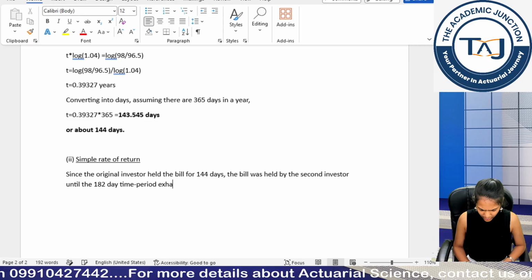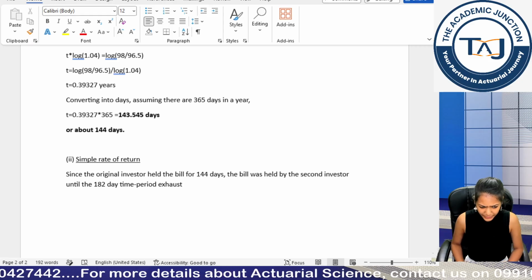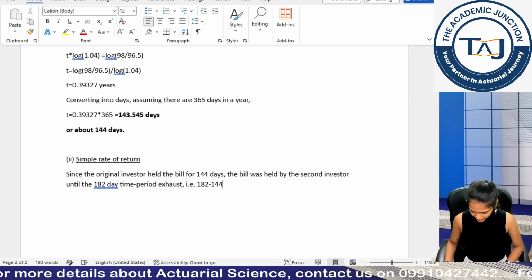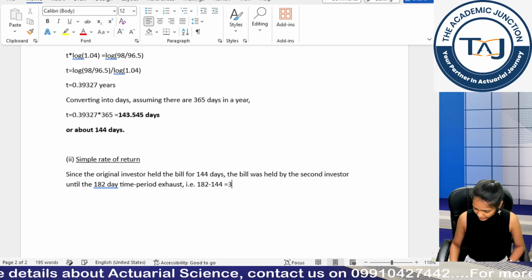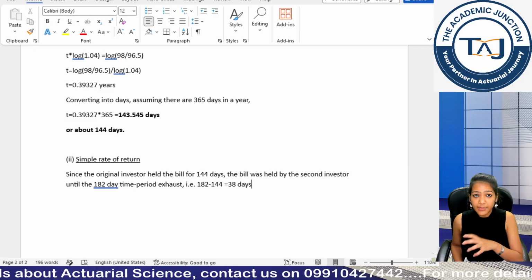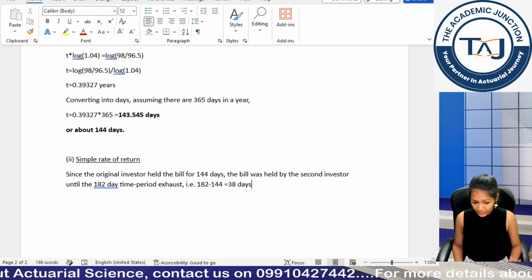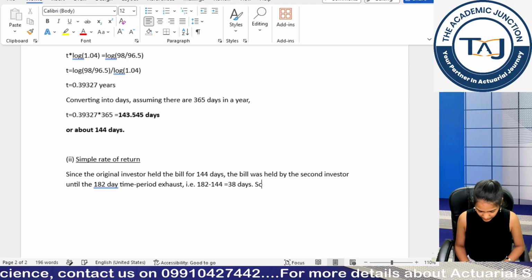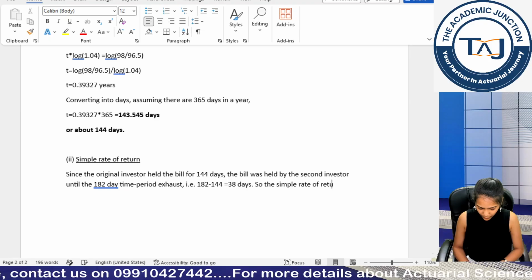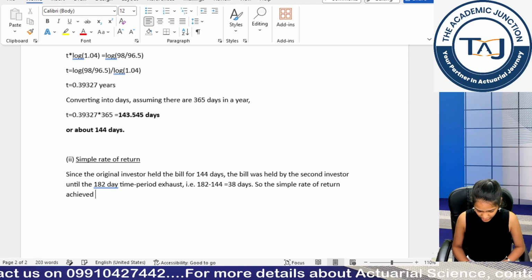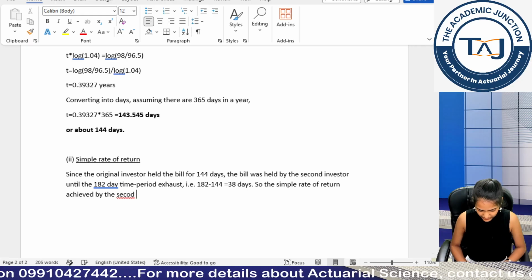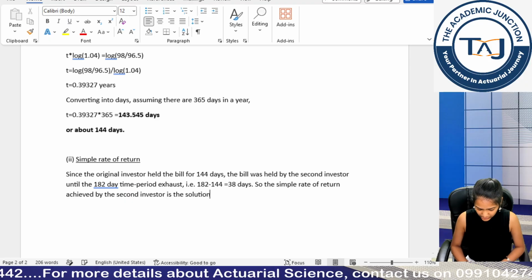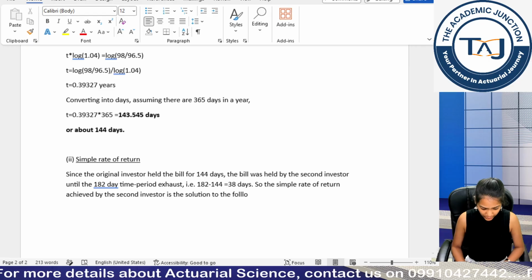You can write either of the theories, it's completely up to you. That is 182 minus 144 is equal to 38 days. Now this statement carries half to 1 mark. Okay, so the simple rate of return achieved by the second investor is the solution to the following equation of value.